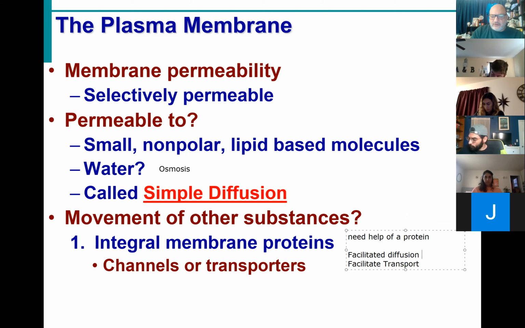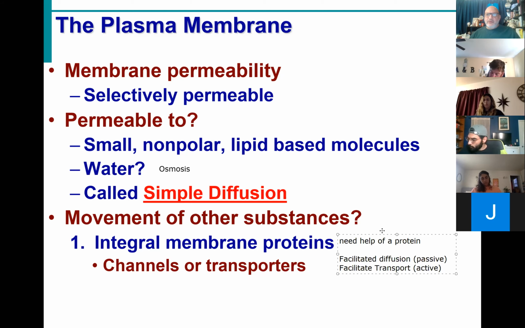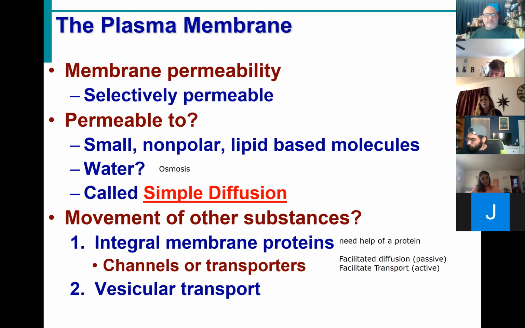All right, so again, this one is passive. This one is active. Both need proteins, so the difference is whether or not we need to use ATP. And we'll actually see these membrane transports in transport mechanisms in just a minute. However, things that are really, really big, we need another way to get them into and out of the cell. And we can do that via vesicles.